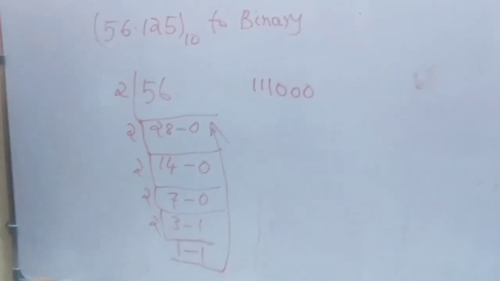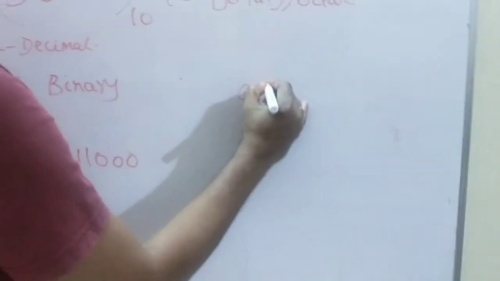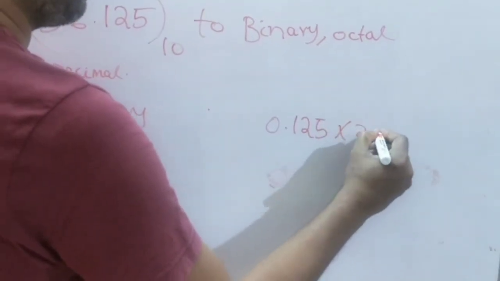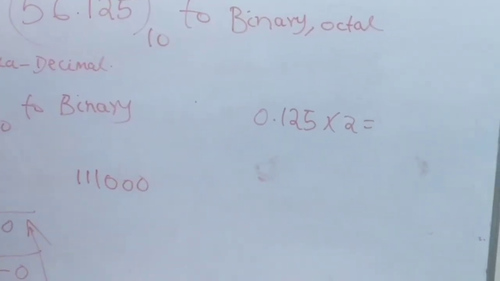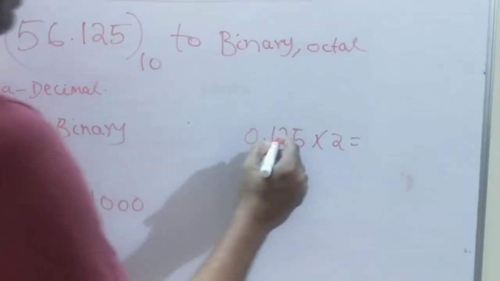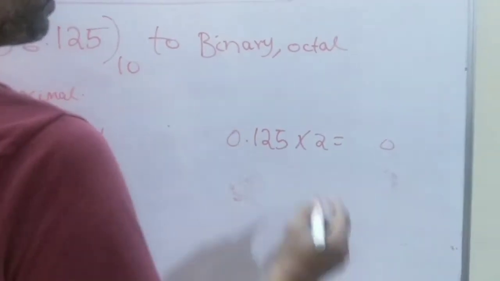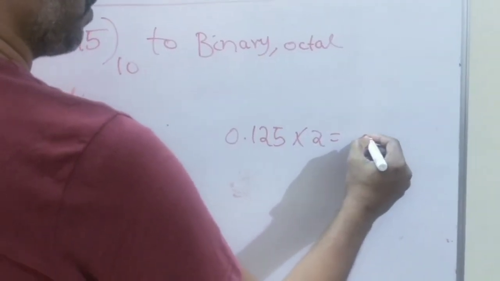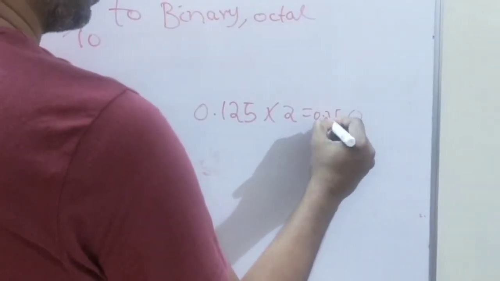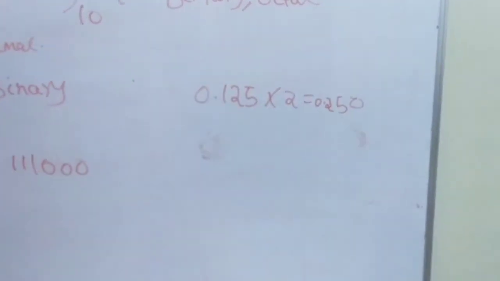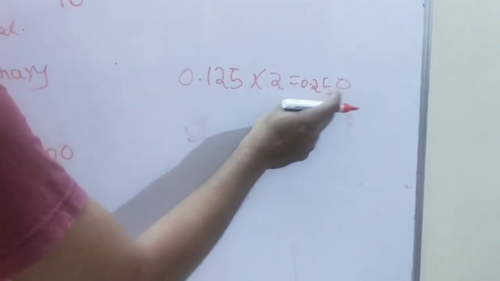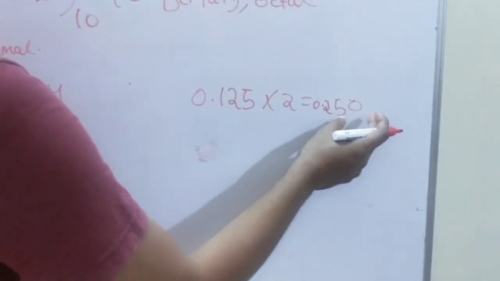Now we need to do it for the fractional part, that is 0.125. For the fractional part, we need to multiply by the base to which the number has to be converted. Here we need to multiply by 2 because we are converting to binary. 0.125 into 2 is 0.250. Are we getting a whole number? No. So we need to repeat by taking the fractional part.